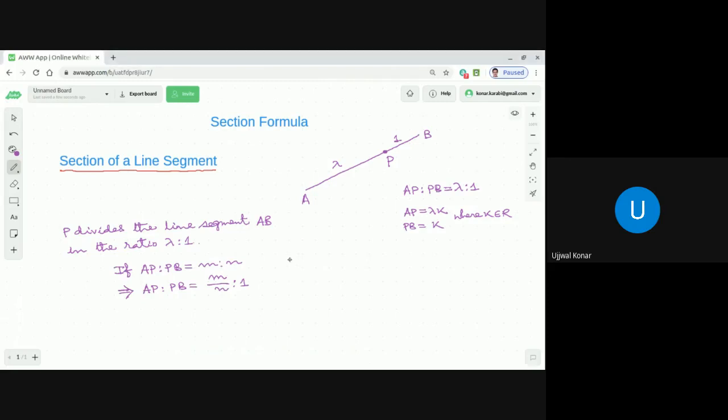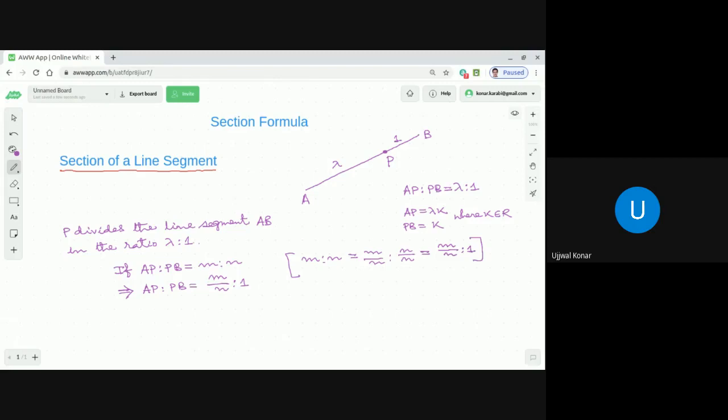One thing you must know is that m is to n is actually equal to m by n is to n by n, because we are dividing both components of the ratio by n. That is equal to nothing but m by n is to 1. So why am I saying so? If the ratio is m is to n, then also we can say it is in the form of lambda is to 1 by writing m is to n in the form of m by n is to 1.